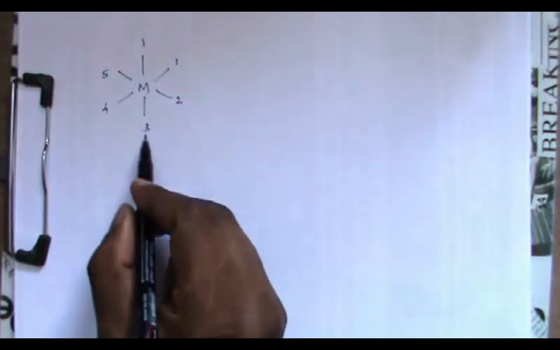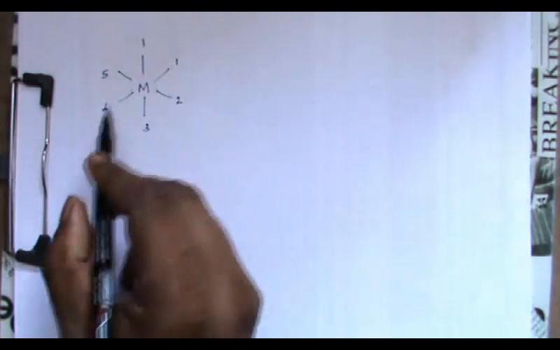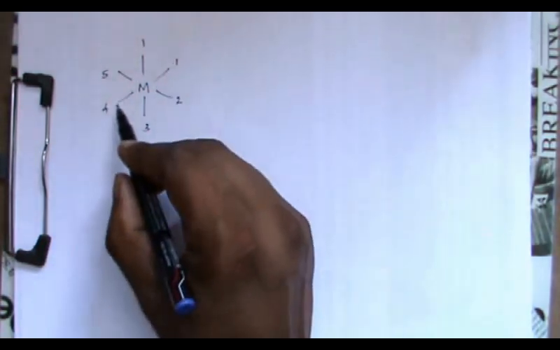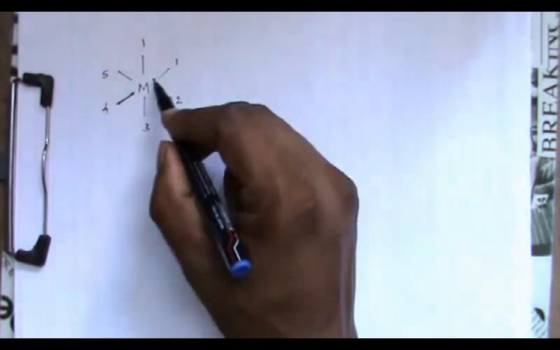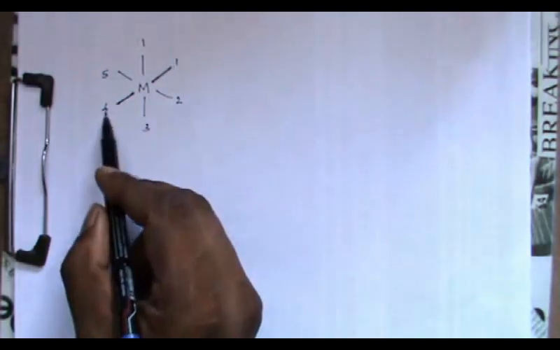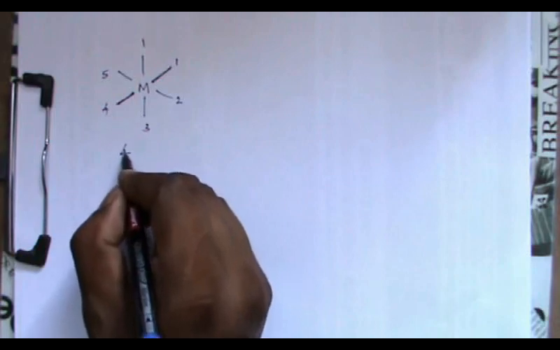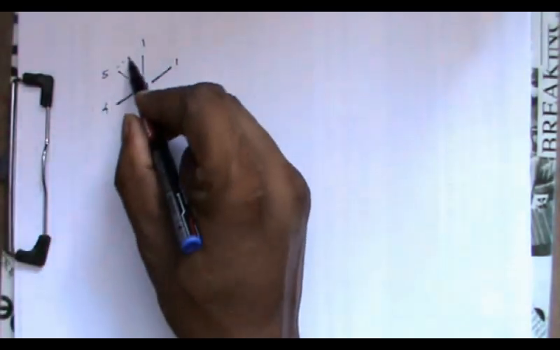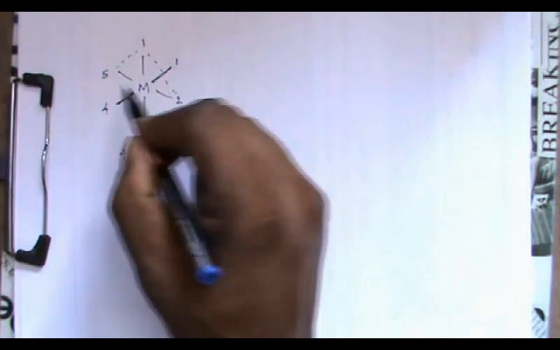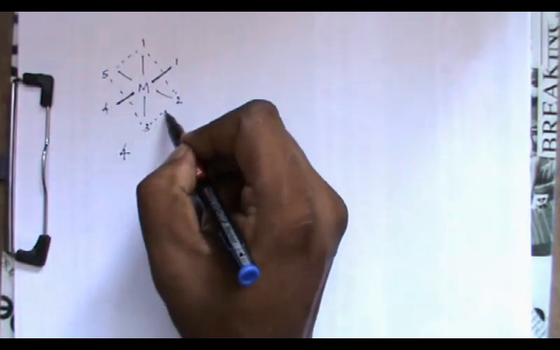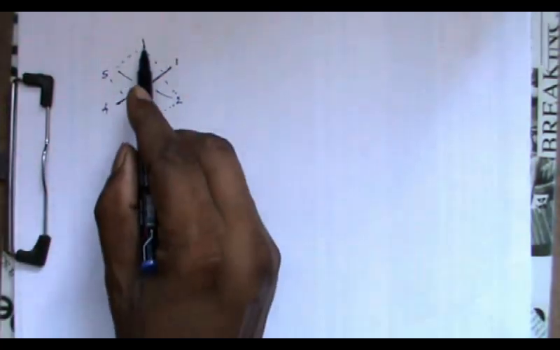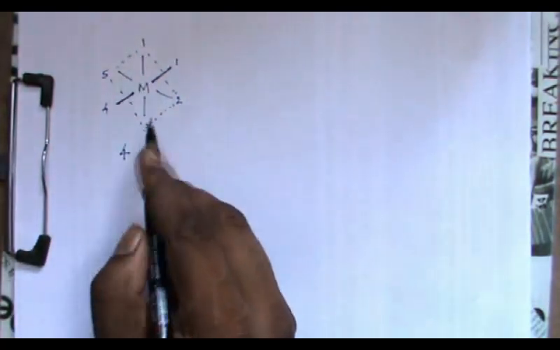Opposite to this, I have 3. Opposite to this, I have 4. So this axis should be considered as the principal axis. Opposite to this, I have 4. So the first digit in the configuration number will be 4. Now let us consider this square planar complex. Highest priority is here. Opposite to this, I have 3. So 4, 3 is the configuration number.